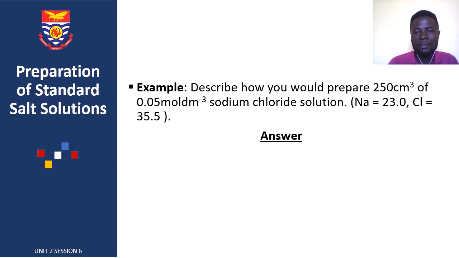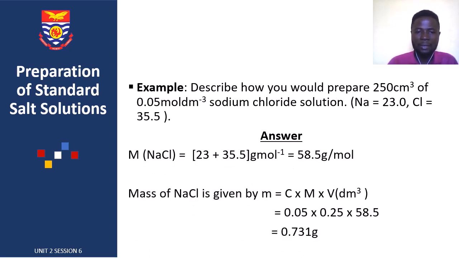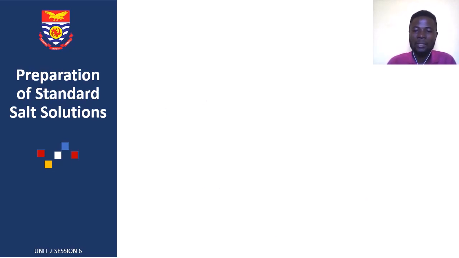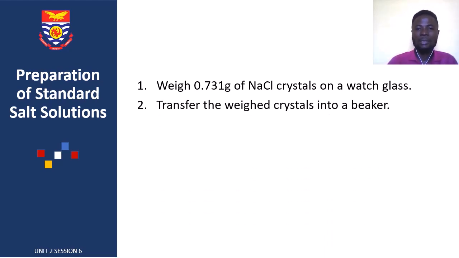We have the relative atomic masses, and so we kickstart with the molar mass, which is 58.5. Then, with the relation for mass, concentration, molar mass, and volume, we do our substitution to get the mass to weigh, which is 0.731 grams. So we go to the weighing balance, and we weigh the mass as usual on a watch glass, and then after that we transfer it into a beaker.